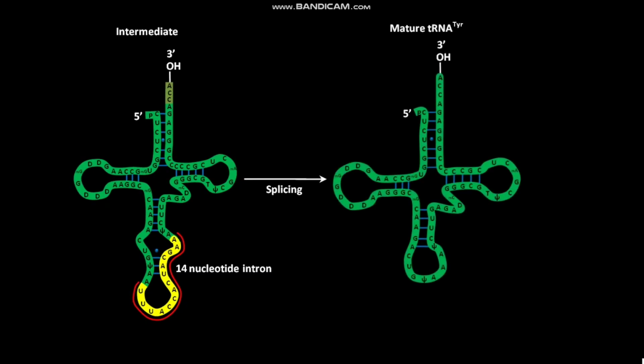The intermediate contains a 14 nucleotide intron shown in yellow color. For the yeast tyrosine tRNA, the final step of processing is the splicing of the 14 nucleotide intron shown in yellow color in the intermediate. After splicing, mature tyrosine tRNA is produced.